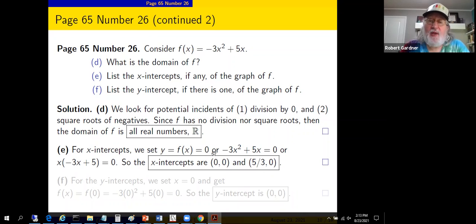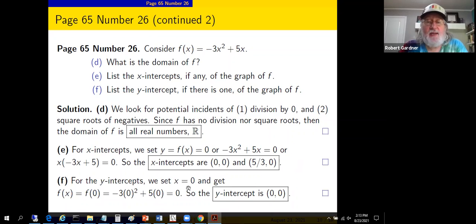or expressed as points, (0, 0) and (5/3, 0). Remember, we've got the y coordinate equal to 0 because these are x-intercepts. And this is a cleaner, well, a more consistent way, with the way the textbook presents it, to give these intercepts.